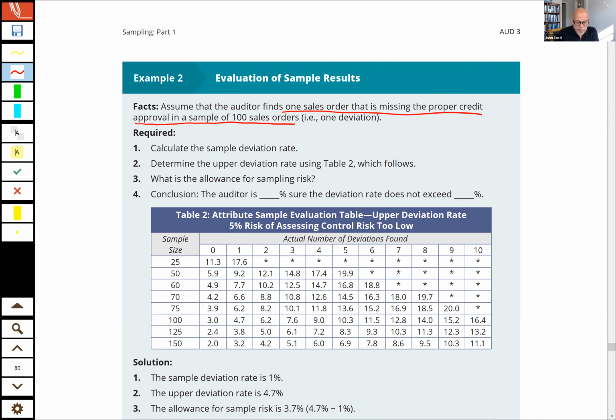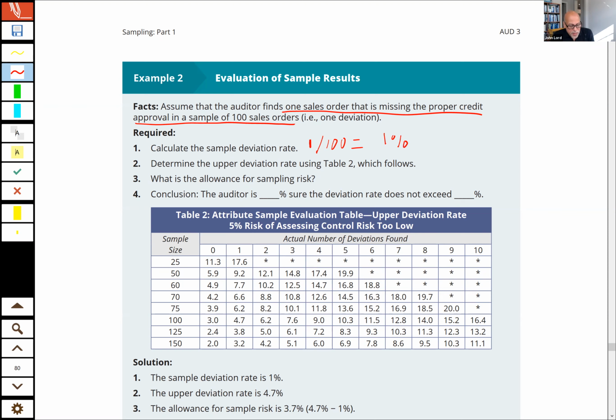And by the way, guys, they kind of abandoned the example because our sample size was 78. Now they're saying, okay, forget what we just told you about the sample size. Now just pretend that the sample size was 100, okay? And so what happens if we find 1 out of 100 that doesn't have the credit approval, what's my deviation rate? Not a trick question. 1%. Good. I have a 1% deviation rate.